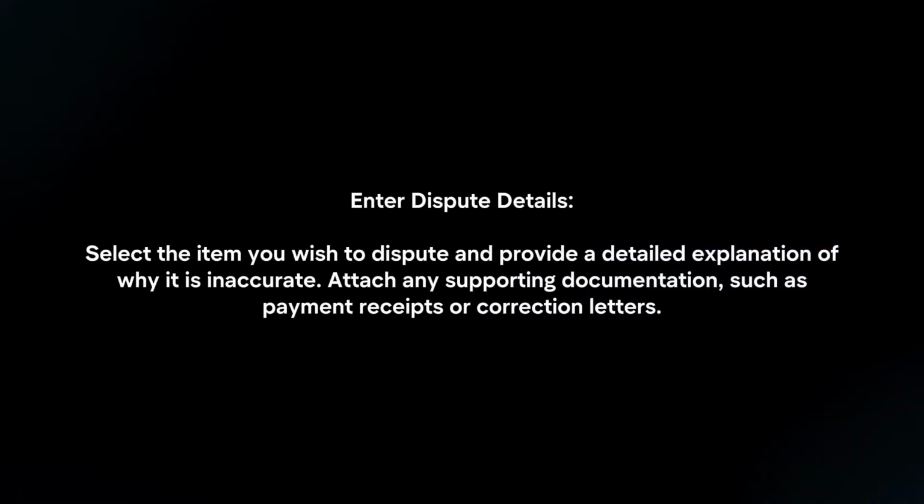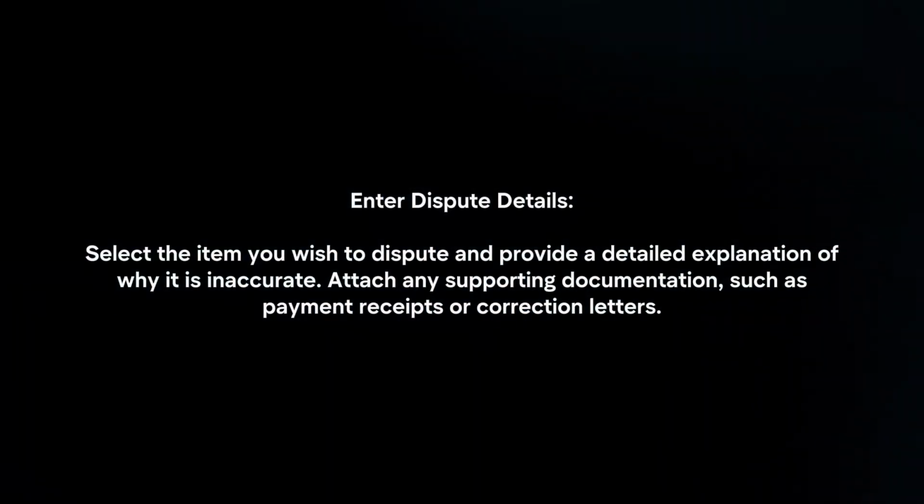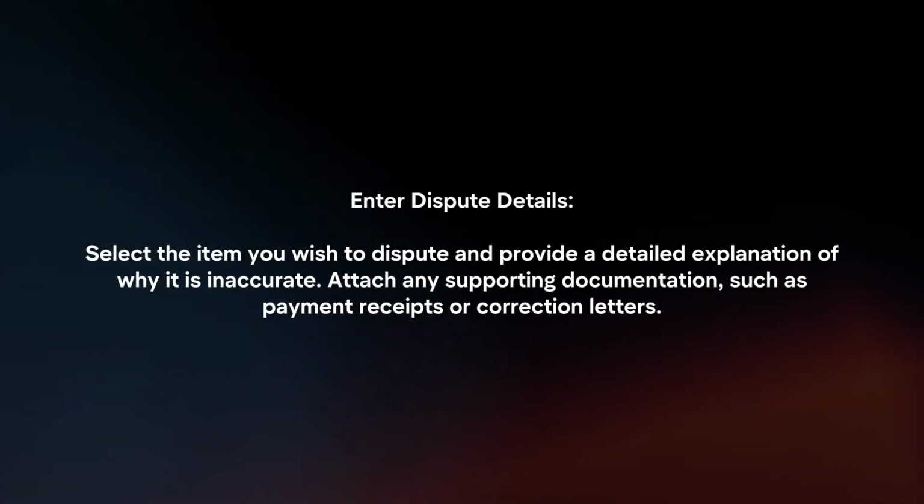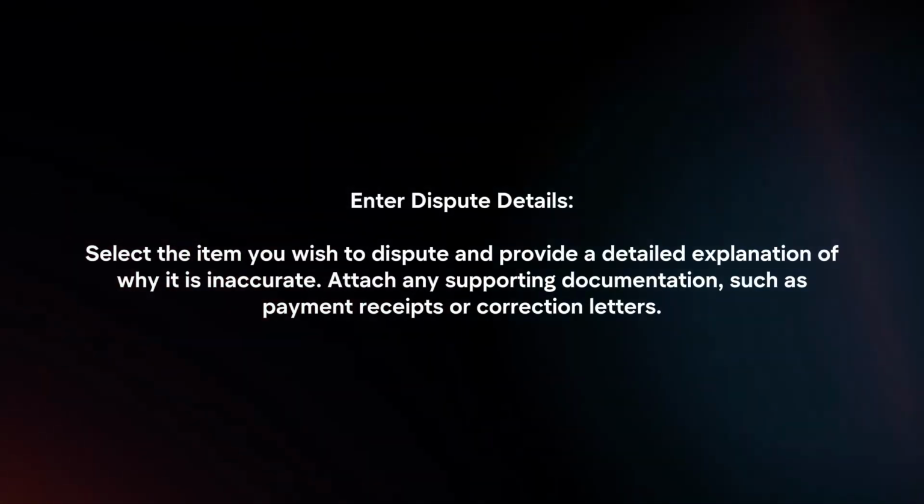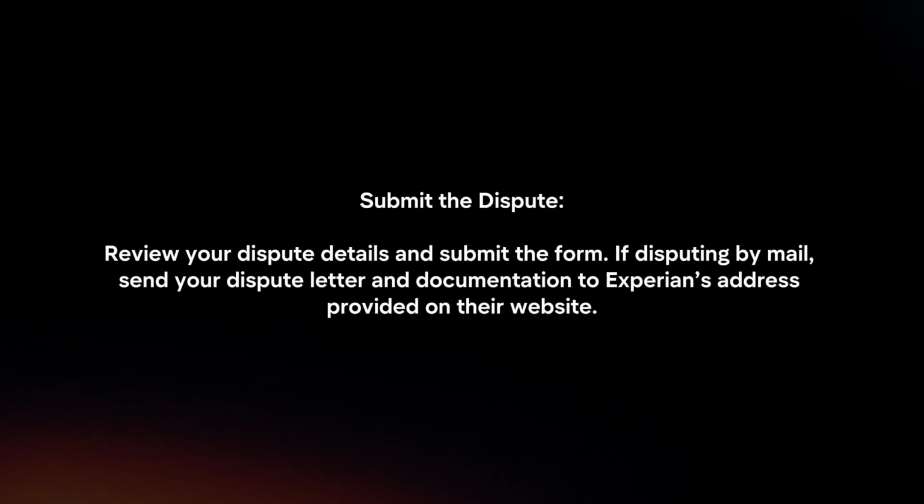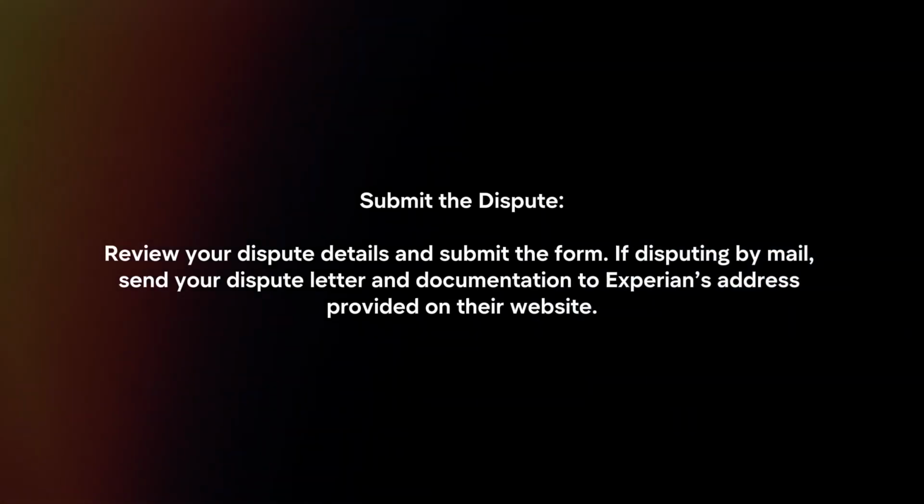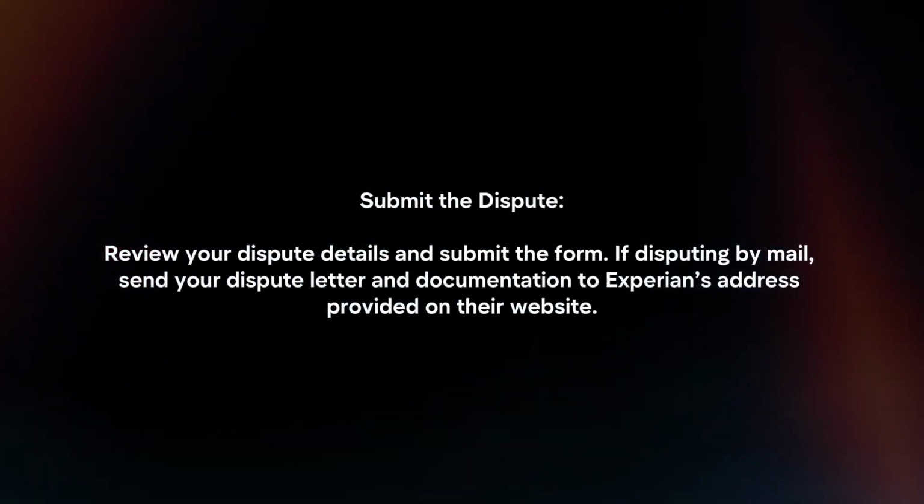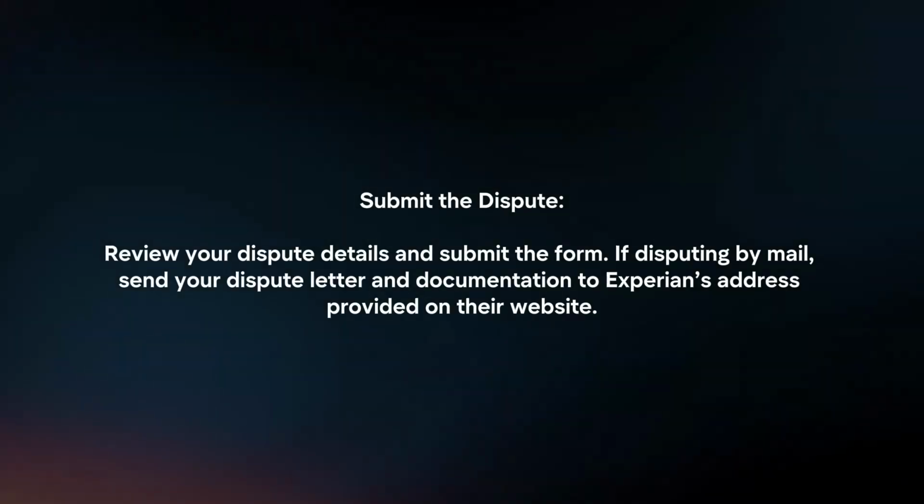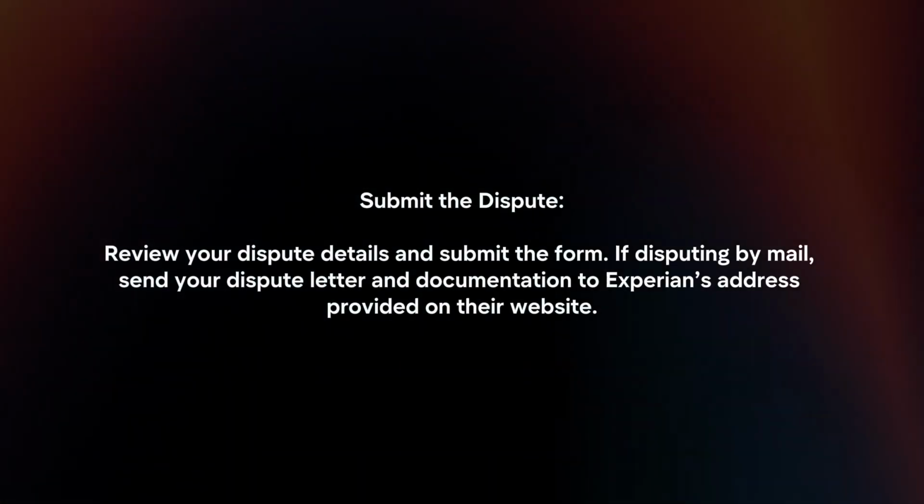Enter dispute details. Select the item you wish to dispute and provide a detailed explanation of why it is inaccurate. Attach any supporting documentation, such as payment receipts or correction letters. Submit the dispute. Review your dispute details and submit the form. If disputing by mail, send your dispute letter and documentation to Experian's address provided on their website.